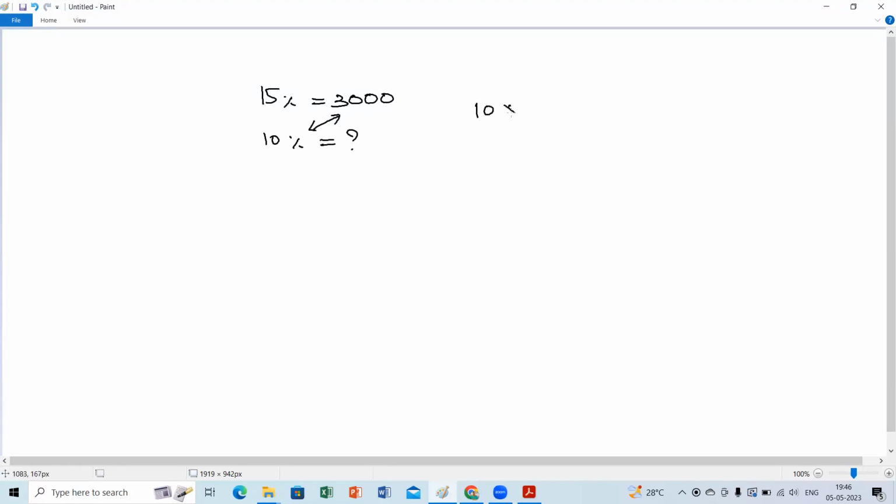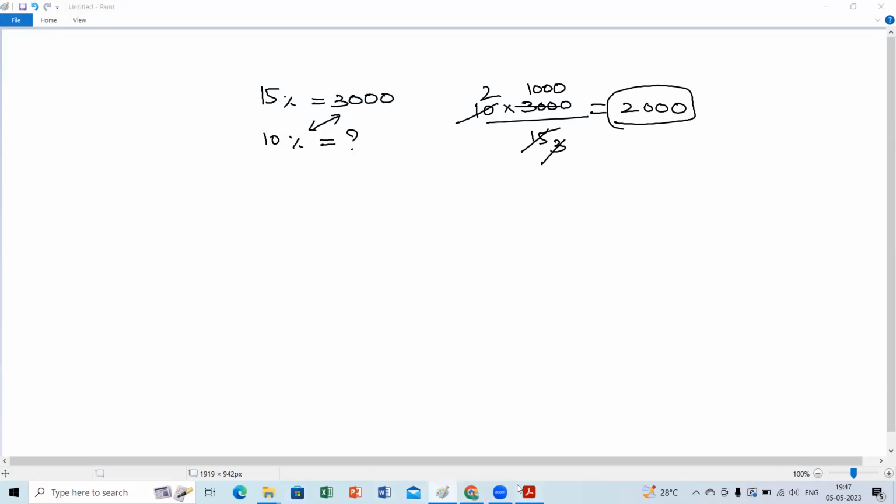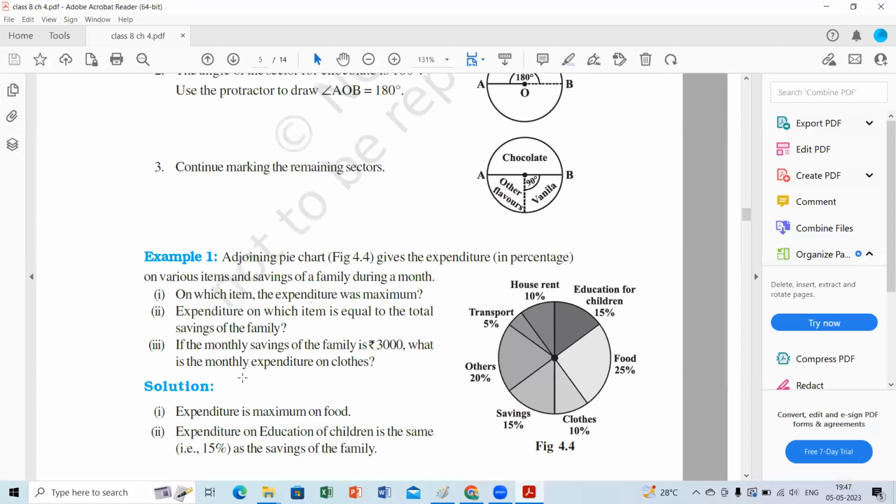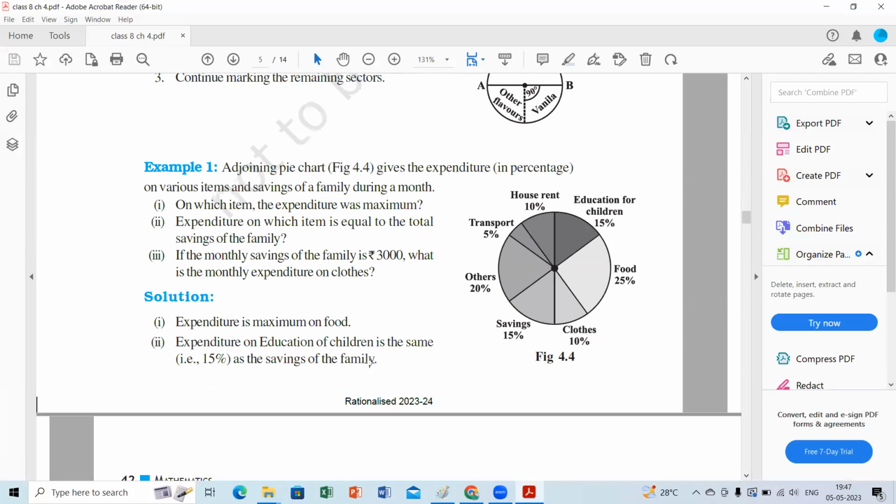One-tenth. Go with cross products, children: 10 into 3,000 divided by 15. So 10 twos, 10 threes, 3 ones are 3,000, which is 2,000. It's 2,000. The same way you can find out whatever the required questions are asking. Here there are only 3 questions, and based on them we completed this.